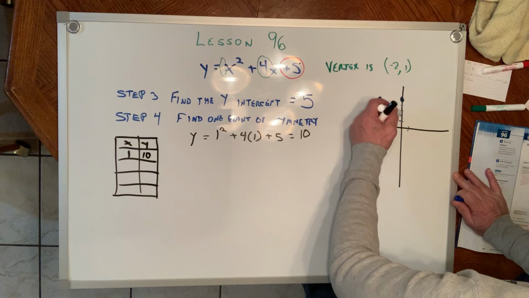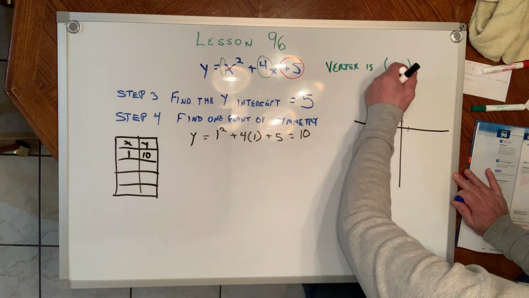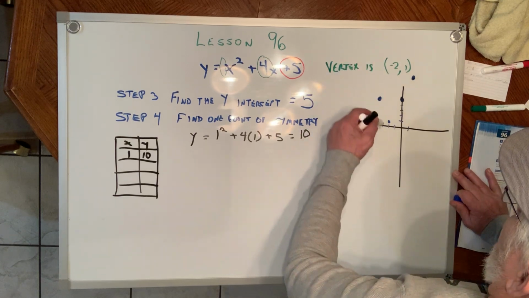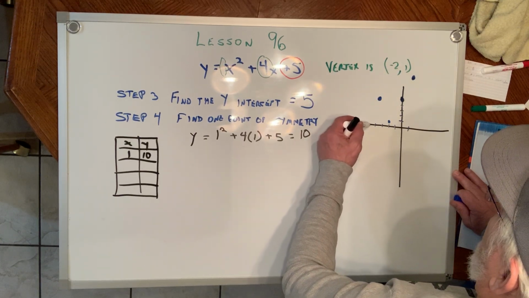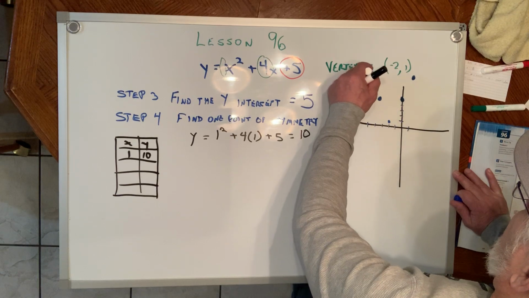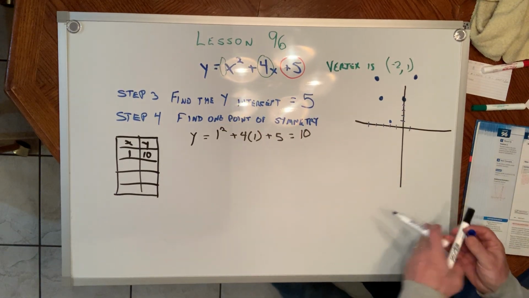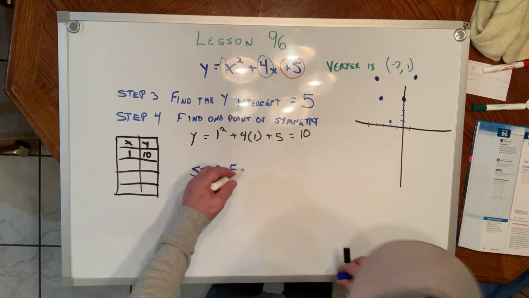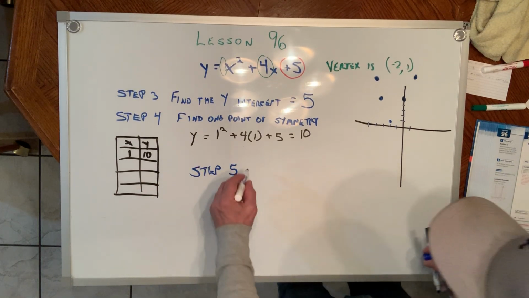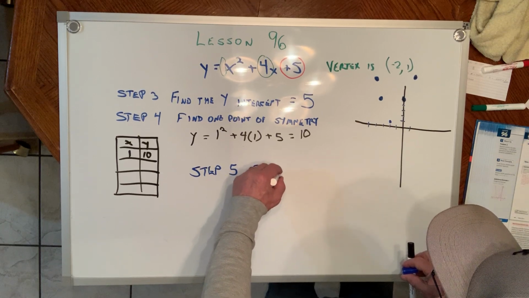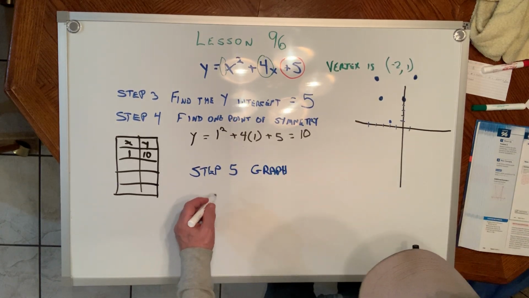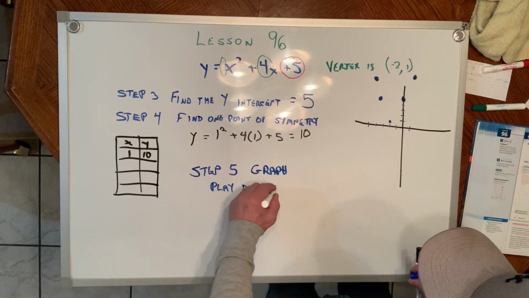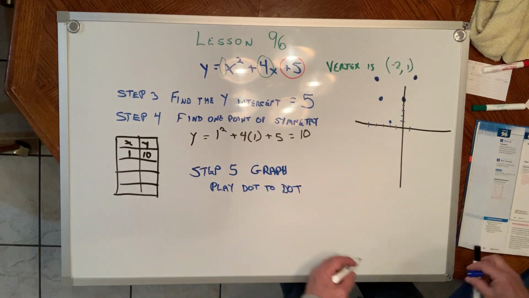And I'm going to go, let's see, 1, 2, 3, 4, 5. 10 would probably be up around here. The symmetric of that, we go 1 more out this way and up to this. And it looks like this. And now we can go to step 5, which is just simply to graph it. Well, that ain't hard because all that's really doing here to graph it is play dot to dot right there.